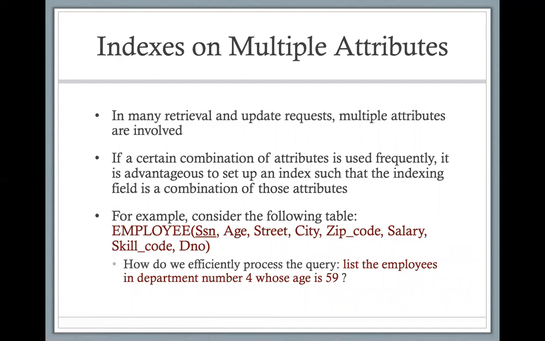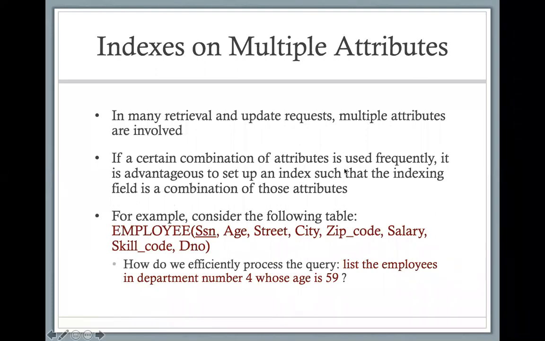So in many retrieval and update requests, multiple attributes are involved. What do I mean by this? In the select statement, you typically have AND conditions. So you want to select star from the table employee, where name is equal to this, and let's say another field is equal to another value. So you would have conditions on multiple attributes at the same time. That's what I mean by multiple attributes being involved. This is very common.